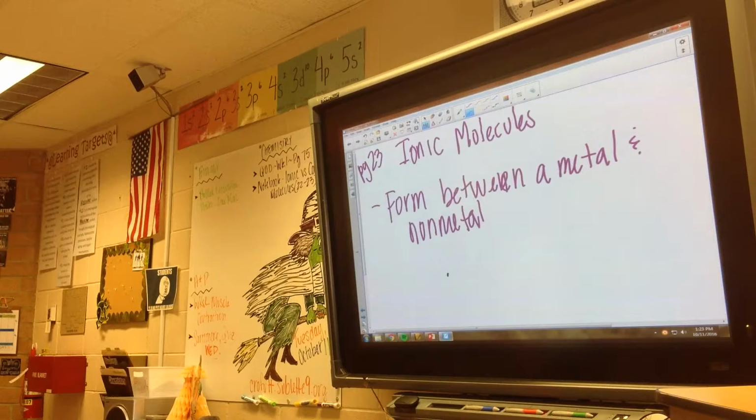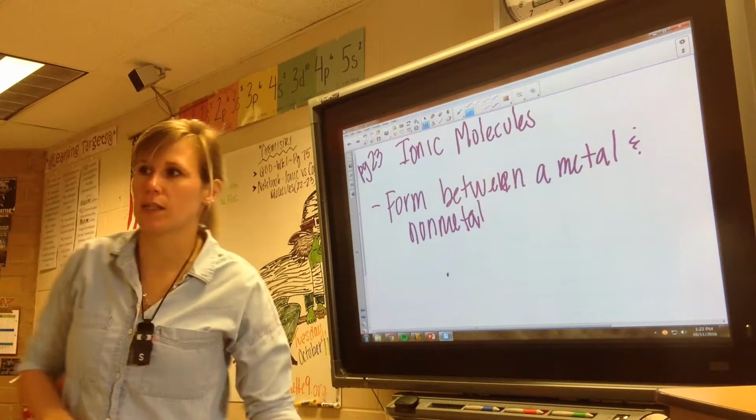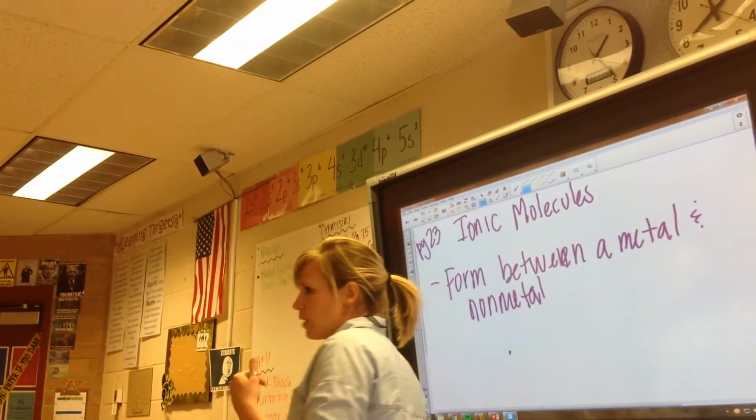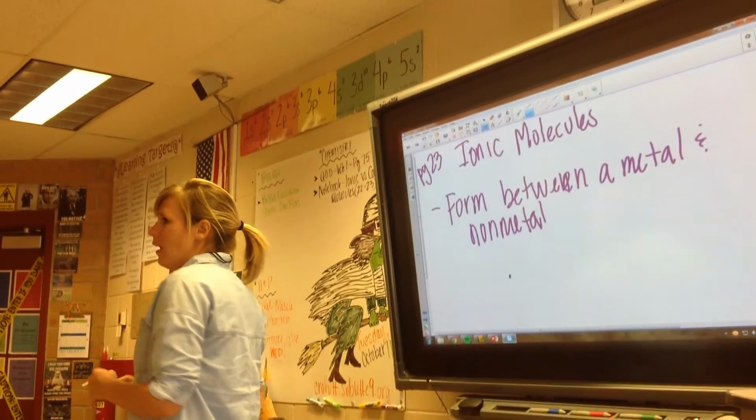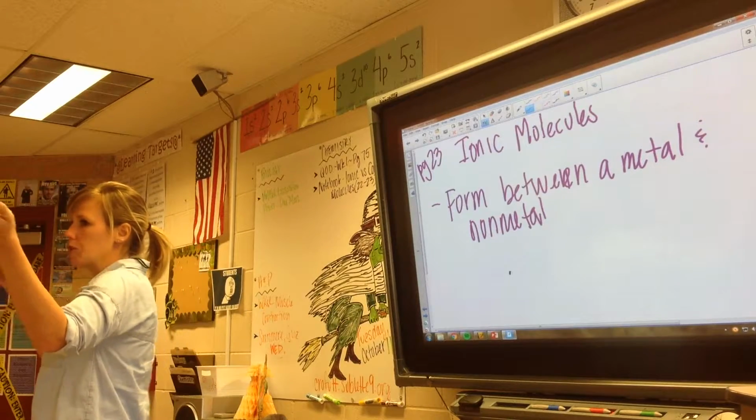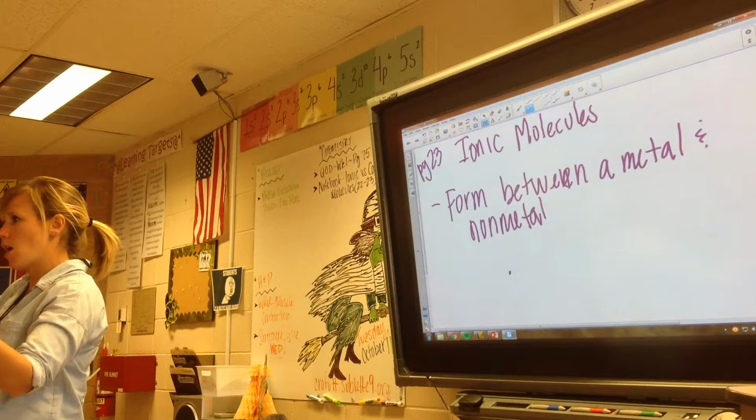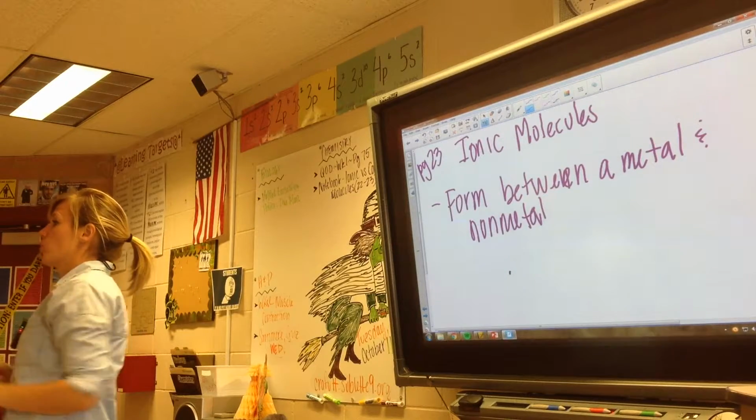So ions are any time that we have either added or taken away electrons. So Tristan, if we lose an electron, what charge does that give us for an ion? Positive. Buck, if we gain an electron, what charge does that give us? Negative. Now we have a positive charge and a negative charge. What do we know about a positive charge and a negative charge? They are going to attract each other.